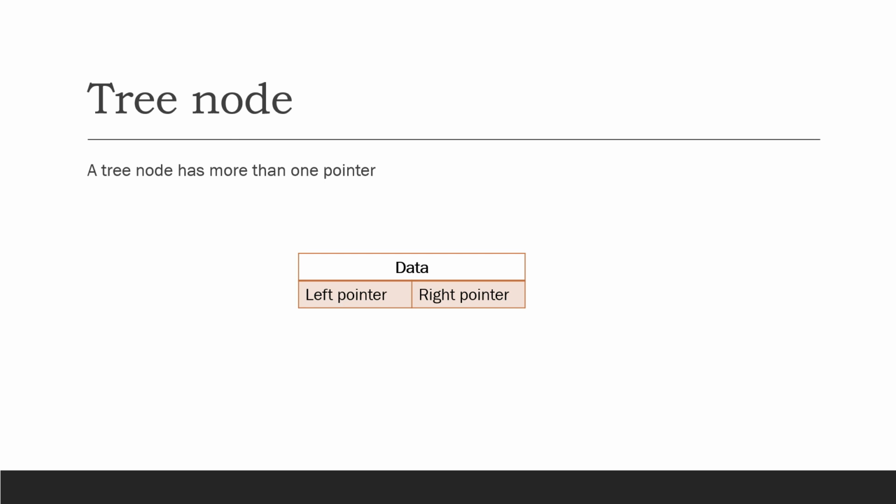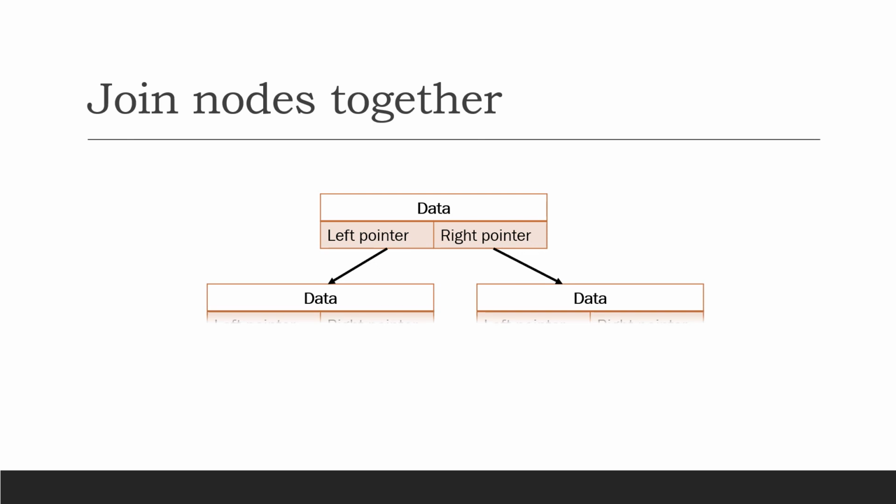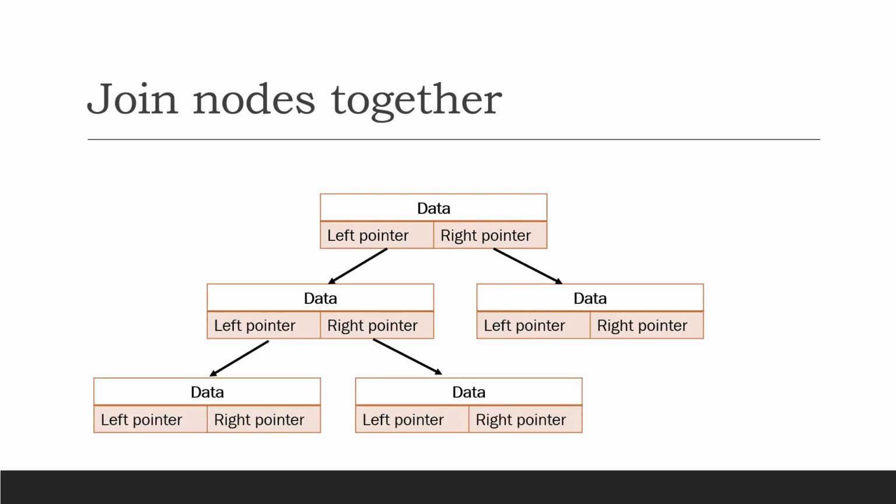A tree is made of nodes that have a bit of data, but they can have more than one pointer. In this example, the node has got two pointers, which we're calling the left and the right pointer. Now we can join those nodes together with the pointers and make a different sort of shape, looking a bit like this. So each node points to two other nodes, and those nodes also point to two other nodes, and so the shape grows out like this.